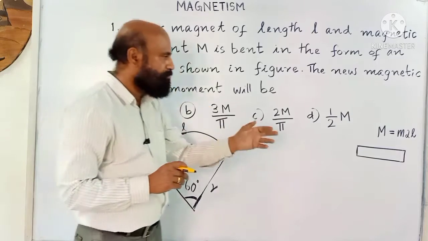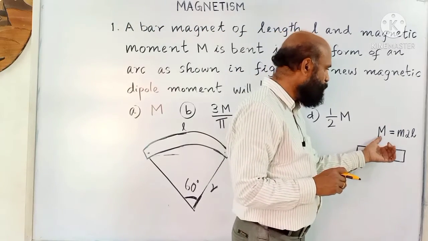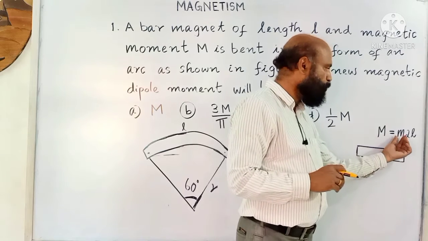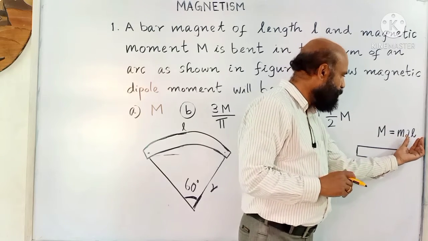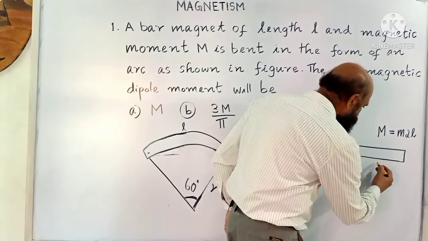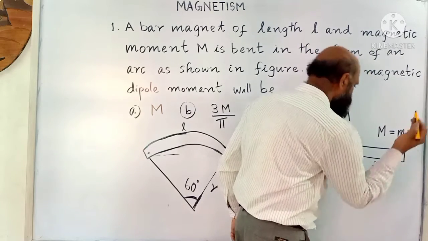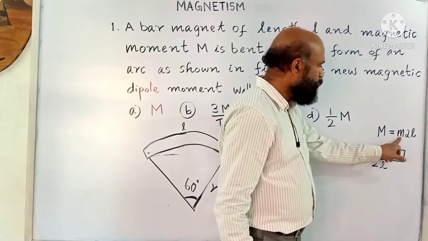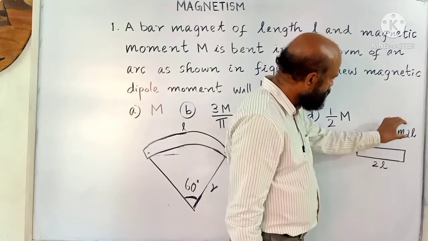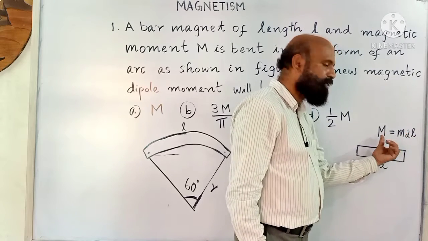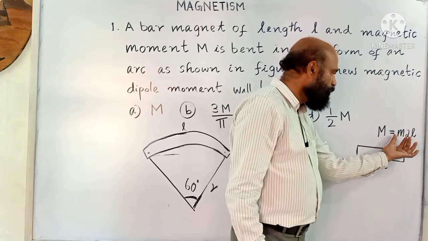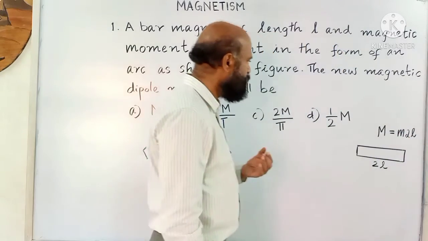You have seen what the dipole moment is. Dipole moment is the product of the pole strength and the length of the magnet. Usually the length of the magnet is represented by 2L. So small m is the pole strength, 2L is the length of the magnet. Magnetic dipole moment is the product of the pole strength and length of the magnet.